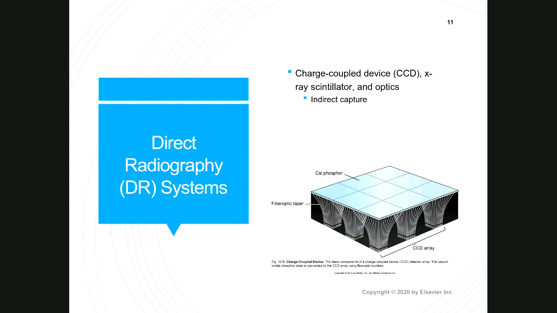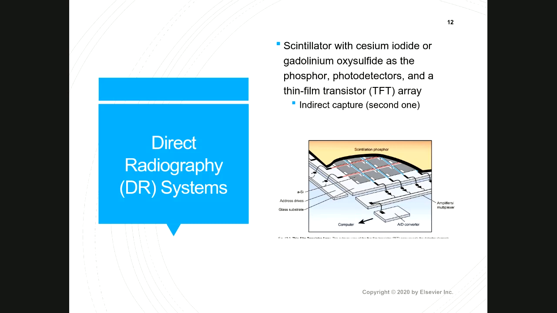The second form of indirect capture is found on page 116, and that uses a scintillator with cesium iodide or gadolinium oxysulfide as the phosphors. It uses photodetectors, and it uses what's called a thin film transistor array, and that is the second form of indirect capture. So you either have one that has a charge-coupled device, a scintillator, and optics, or you have a scintillator, photodetectors, and what's called a thin film transistor array.